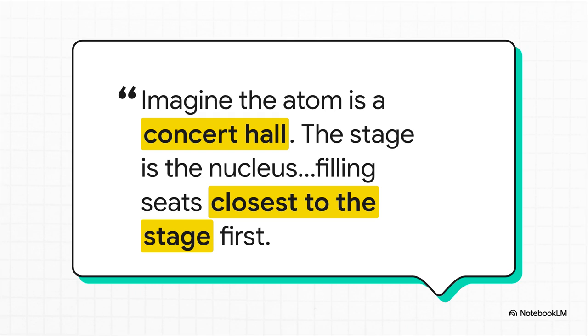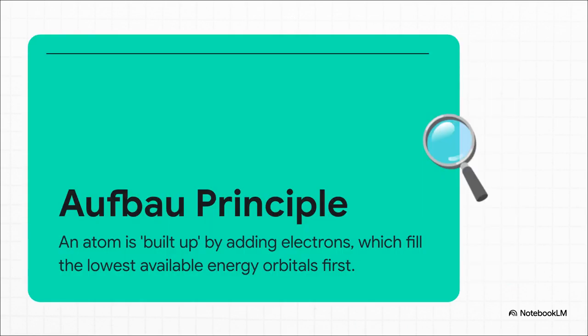And you know how it is at a show, right? The best seats, the ones with the lowest energy, right up close to the stage, those are the ones that are going to fill up first. This best seats first idea is our very first rule. It's got a fancy name, the aufbau principle. It's German for building up. But all it really means is that nature is efficient, kind of lazy, in the best possible way. Atoms always fill those low-energy seats first before they even think about moving to the nosebleeds.